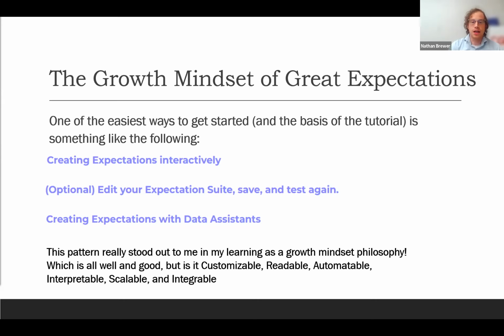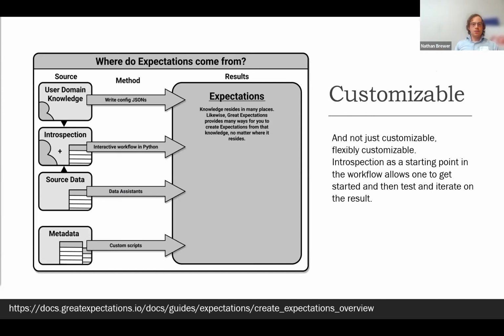And that's all well and good, but is it customizable, readable, all these things? Is it crazy, as I mentioned in the beginning? Customizable. So there are different ways, and again, this is just a figure from the website, to set expectations. You can take your domain knowledge and just write the config in a JSON file and pass that in through this introspection step here, second one down, that's that interactive workflow in Python. That's what it takes you through in the tutorial.